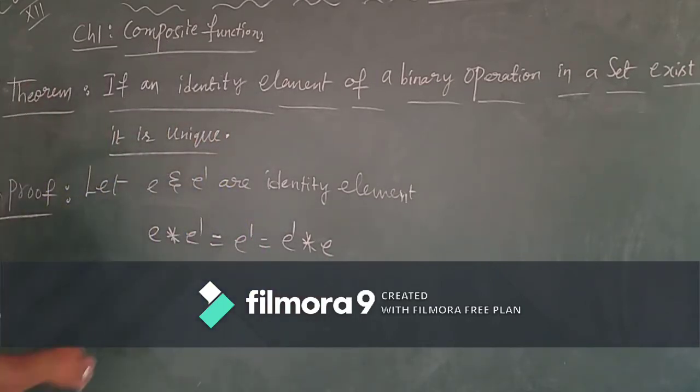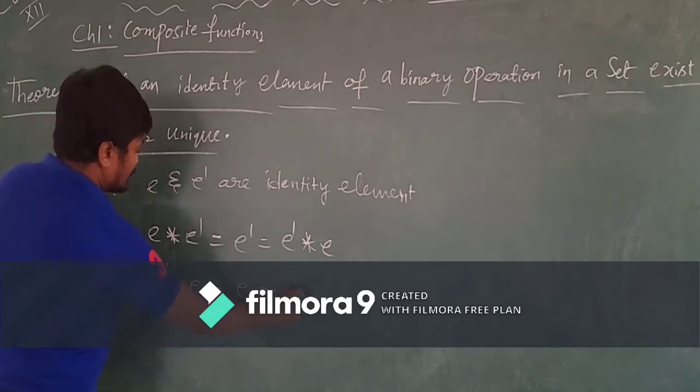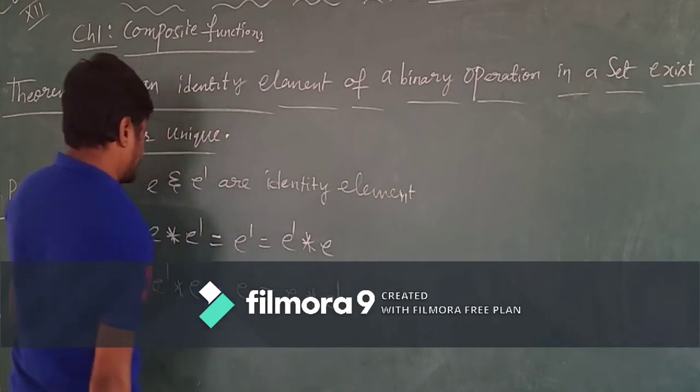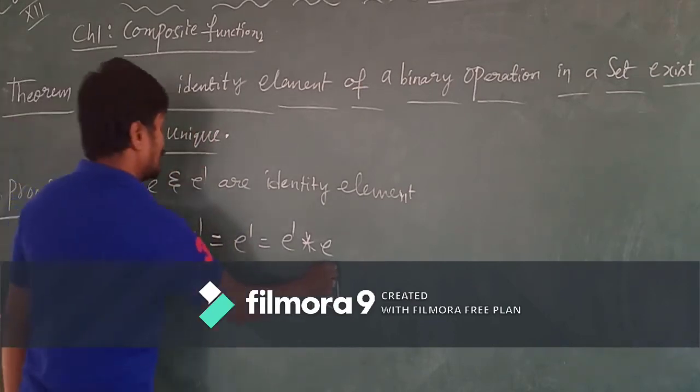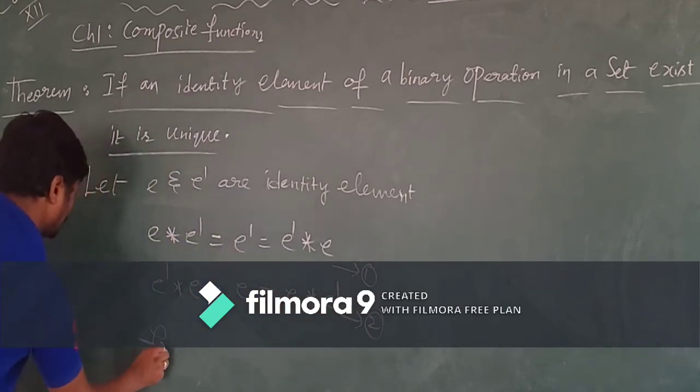Let's move on to the next. In the same way, do it reversely now. E dash star E is equal to E. Here E dash is now the identity element. E star E dash is equal to E. So give equation number 1 and equation number 2, from 1 and 2.